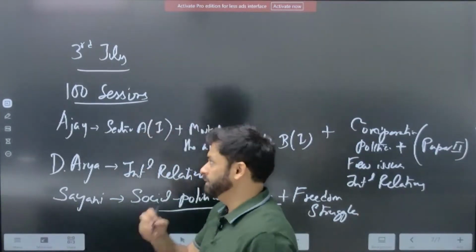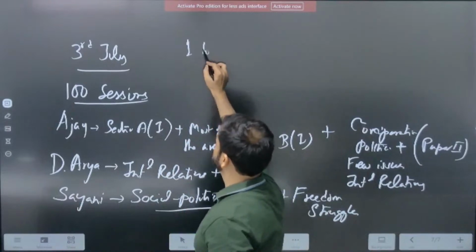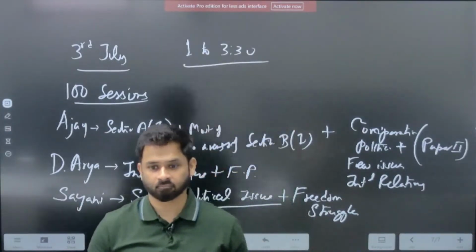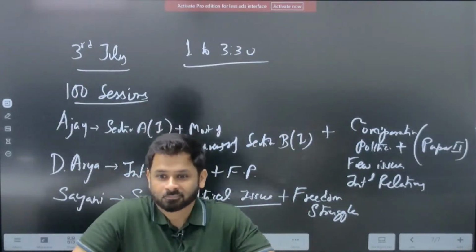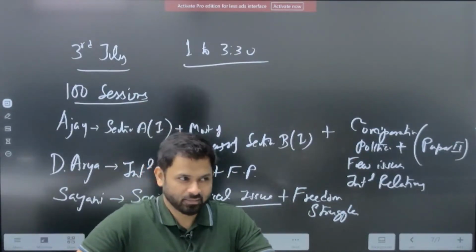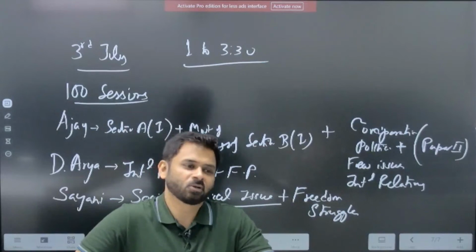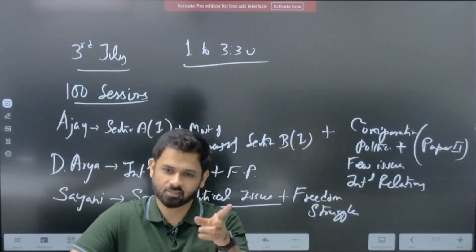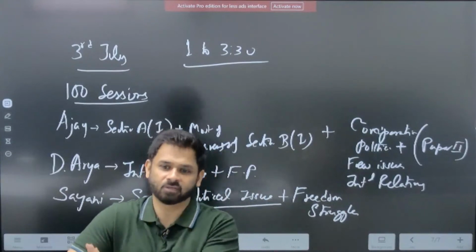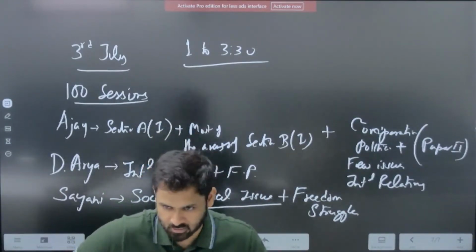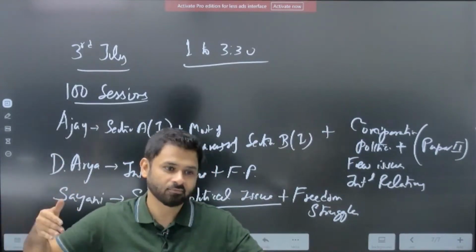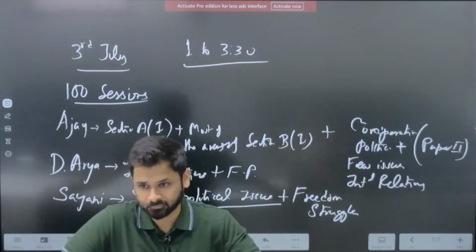Session timing will be from 1 to 3:30. Regular means every week there will be classes. Initially, as I told you, for the first 2 weeks there will be fewer classes. The first week we will have only 2 sessions, the second week 3 sessions, and thereafter it will be 4 sessions per week. And after 2 months there may be 5 sessions per week.